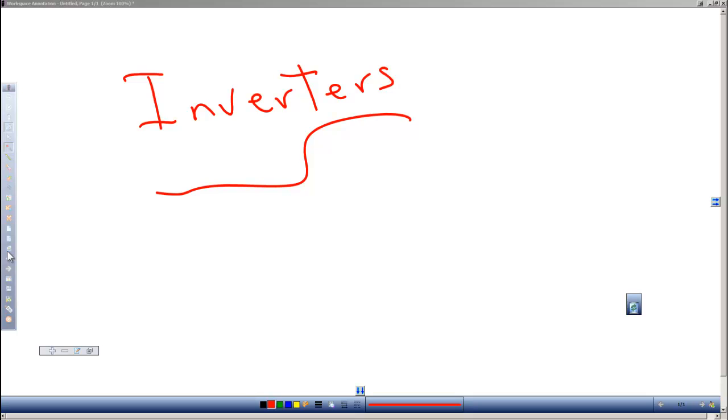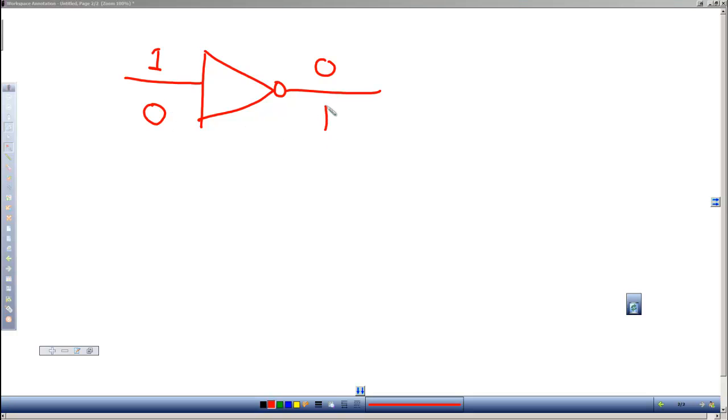Now the inverter is probably the simplest of the digital chips we'll look at. With an inverter, we have an input signal going into the inverter and then an output, so one input, one output. What the inverter does is whatever the input is, the output will be inverted, or the opposite. So if my input is a 1, typically represented by 5 volts, the output would be 0. If the input is a 0, my output would be 1.